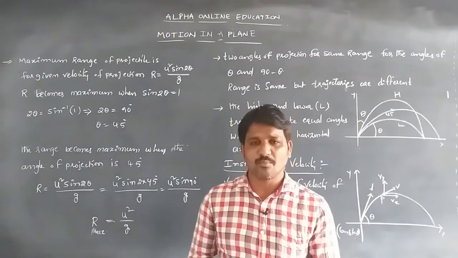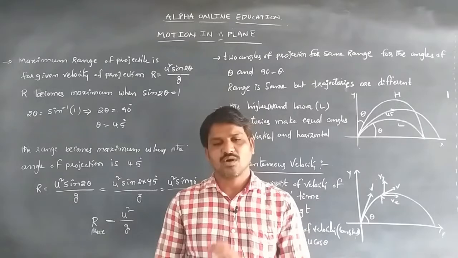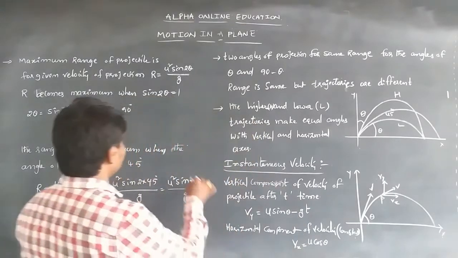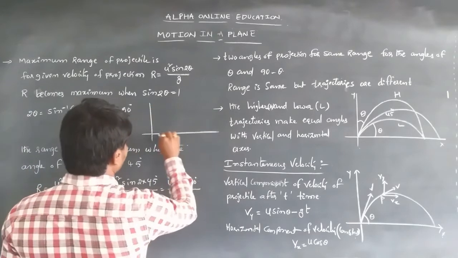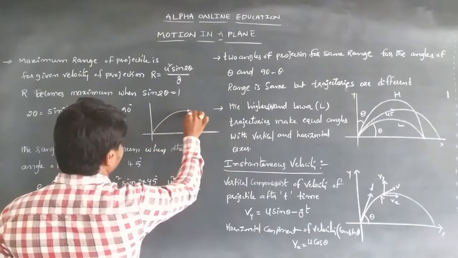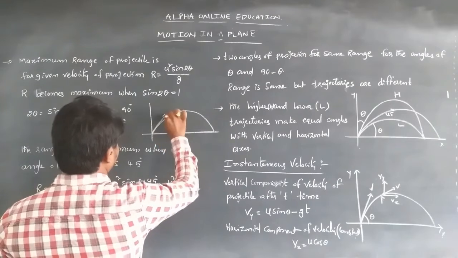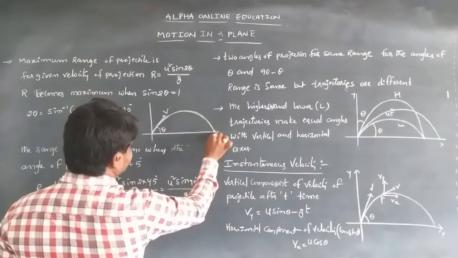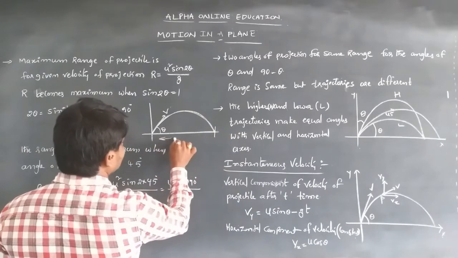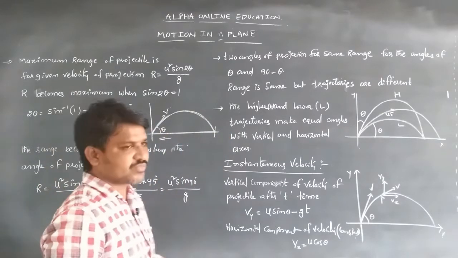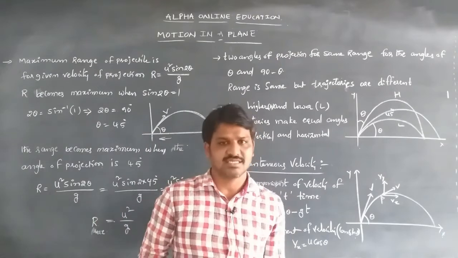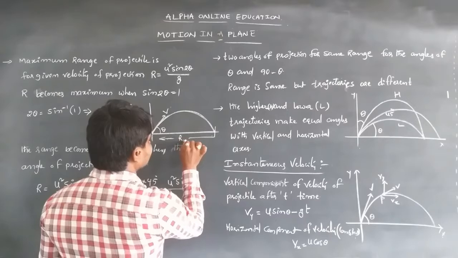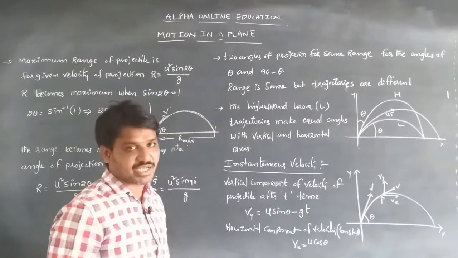Now, maximum range. What is meant by the maximum range? Whenever a body is projected at an angle with the horizontal, with a certain velocity, the body can move a certain distance and cannot go more than that distance with that velocity. That horizontal distance is called R maximum, the maximum range.